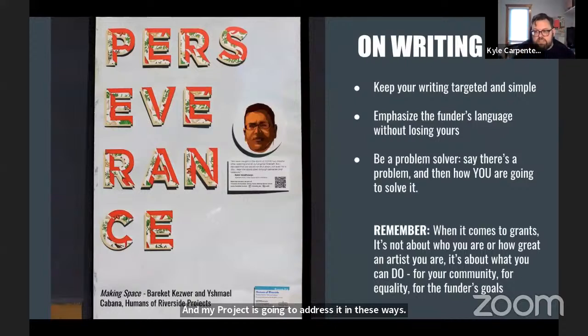So yeah, as the note says here, remember, it's not about who you are or what you can do artistically. It's about what you can do for your community. And that more likely is going to be more effective in communicating the worth of your project to a funder than any other approach. Next slide, please.